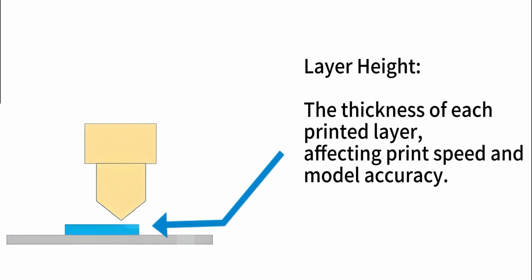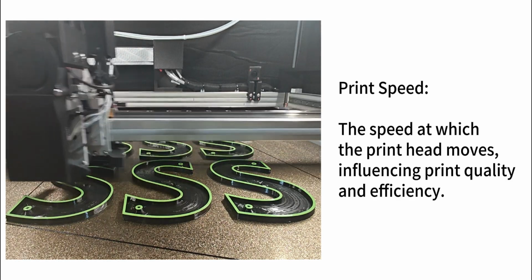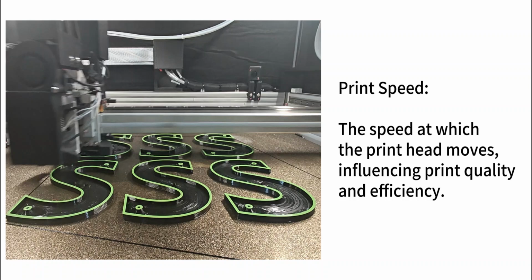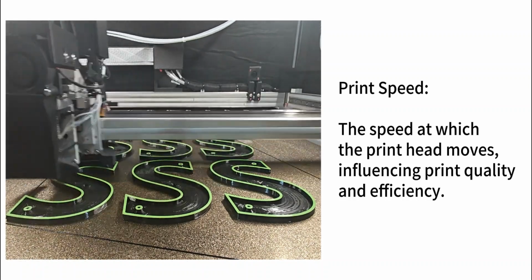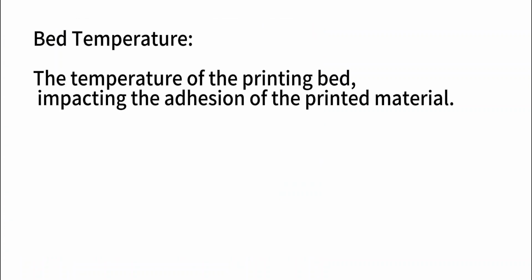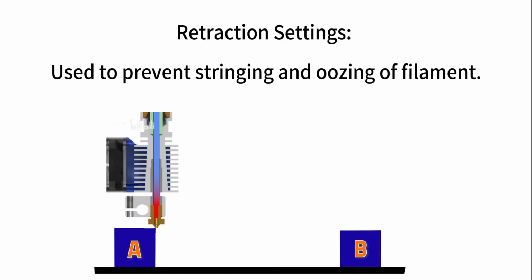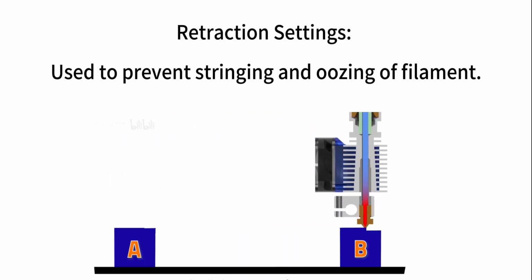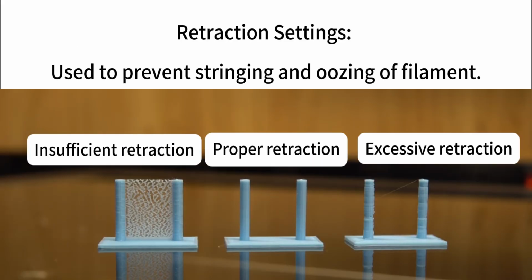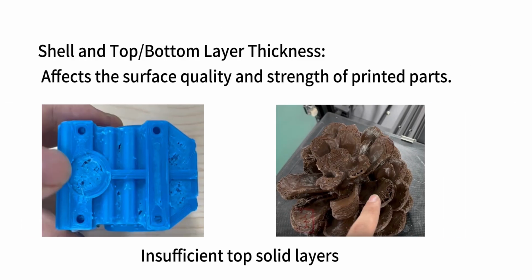Layer height, the thickness of each printed layer, affecting printing speed and model accuracy. Print speed, the speed at which the print head moves, influencing print quality and efficiency. Bed temperature, the temperature of the printing bed, impacting the adhesion of the printed material. Retraction settings, used to prevent stringing and oozing of filaments. Shell and top or bottom layer thickness, affects the surface quality and strength of printed parts.